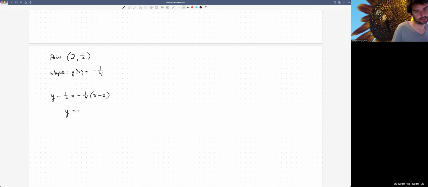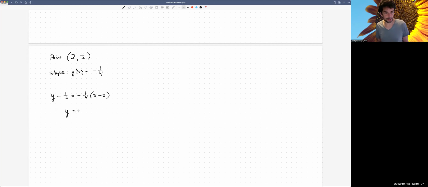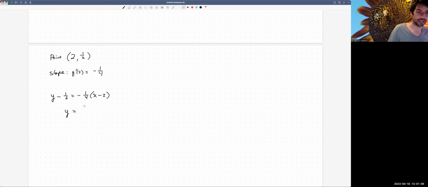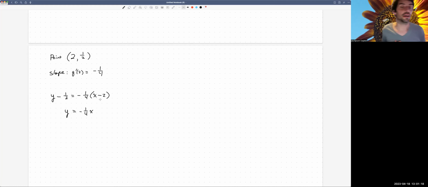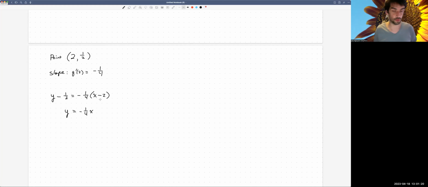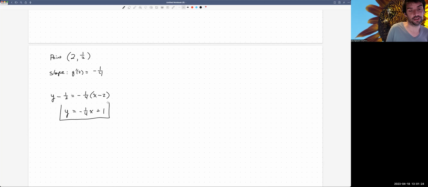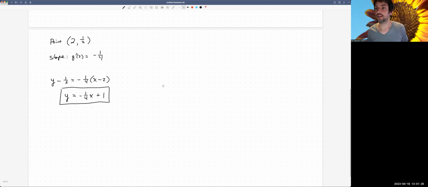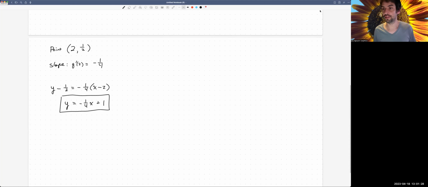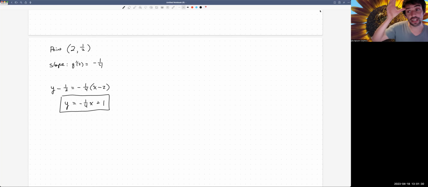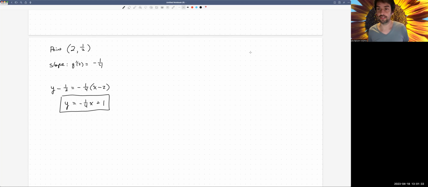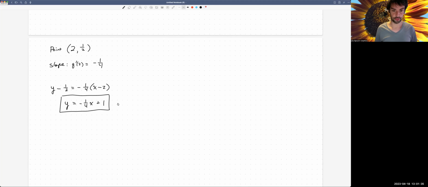If you want to write it, I can expand this if I want to. So I'll get negative 1/4 x, minus 1/4 times minus 2 gives me a positive 1/2, and I also have to add the 1/2 from the other side, so I get plus 1. And that gives me the tangent line to this graph at the point x equals 2.